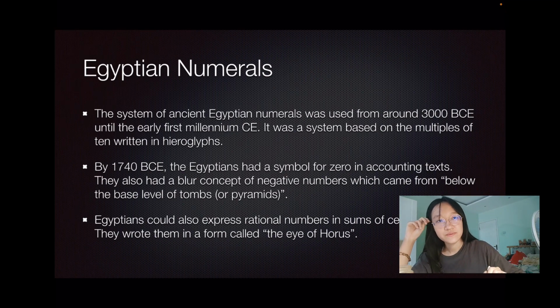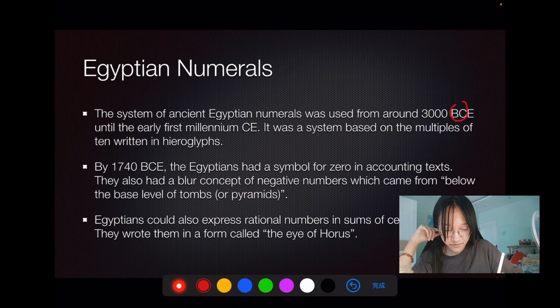Then after we have become more civilized, and we have a better, more advanced society, the Egyptian numerals occurred. The system of ancient Egyptian numerals was used from around 3000 BCE, well, this is before Christ, until the early first millennium CE. It was a system based on the multiples of 10 written in hieroglyphs.